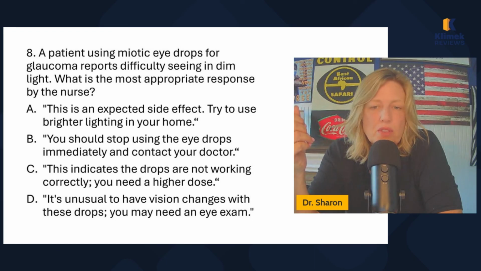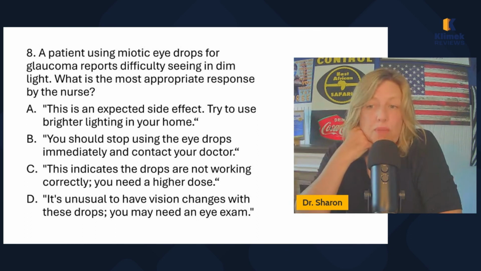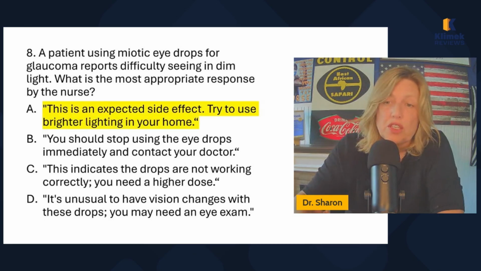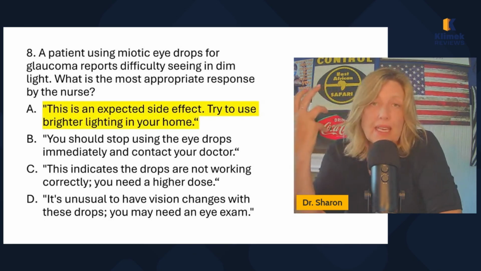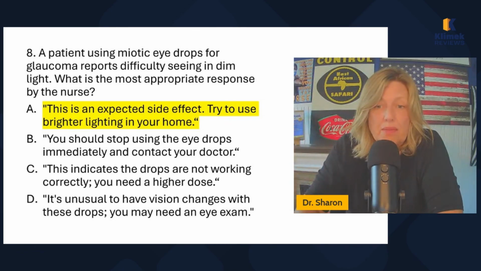B, you should stop using the eye drops immediately. No. C, this indicates the drops are not working correctly; you need a higher dose. That doesn't make any sense. D, it's unusual to have vision changes with these drops; you may need an eye exam. Well, anytime you're giving somebody eye drops, I would think there could be some vision changes, particularly because I know it causes pupillary constriction and the eye's going to be taking in less light. I go, well, yeah, you're going to need brighter light. That makes sense to me.